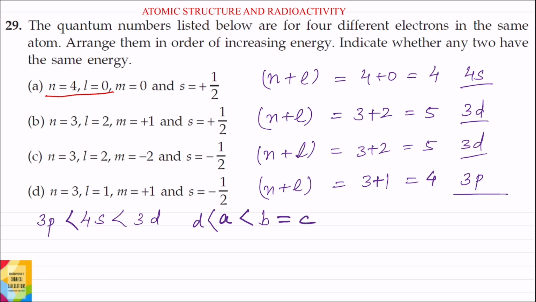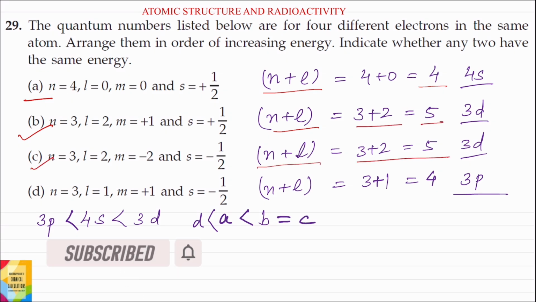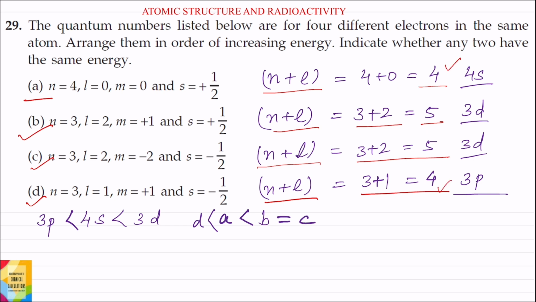So in case of A, n plus l is 4. In case of B, n plus l is 5. In case of C, n plus l is 5. In case of D, n plus l is 4. So A और D के केस में n plus l की वैल्यू जो है वो B और C से कम है. But in both A and D, the n plus l value is same.